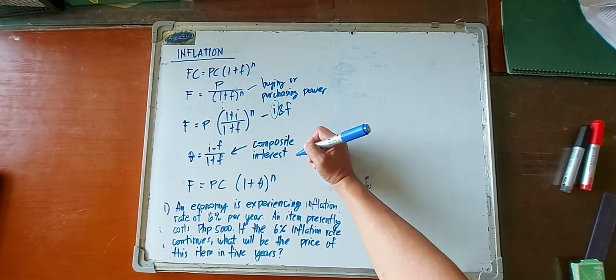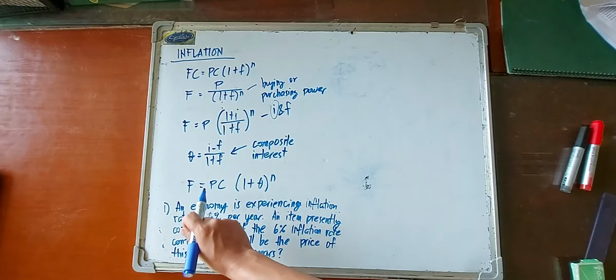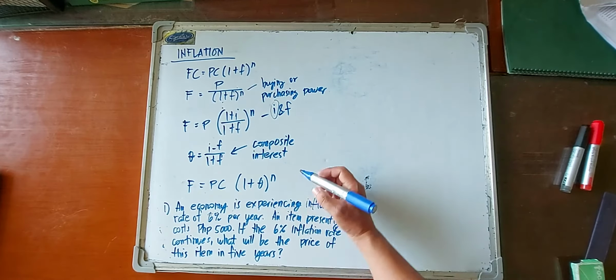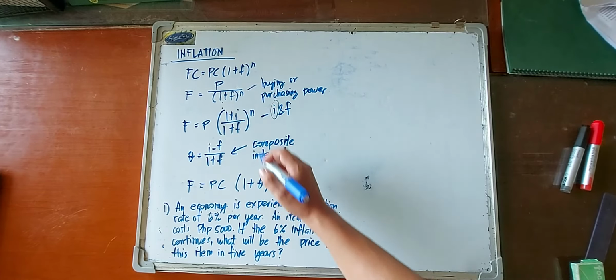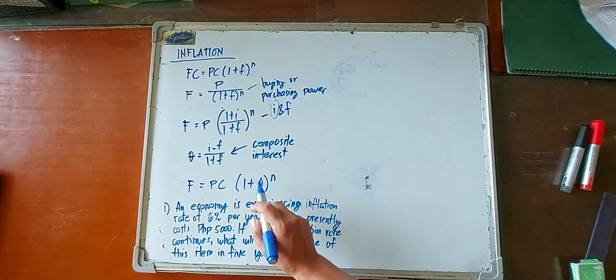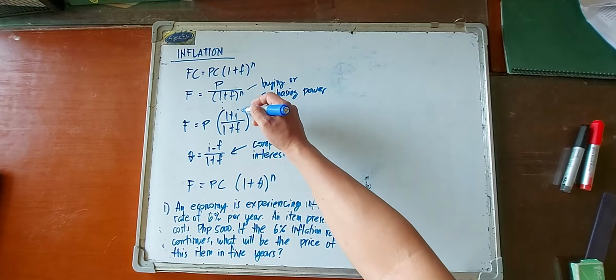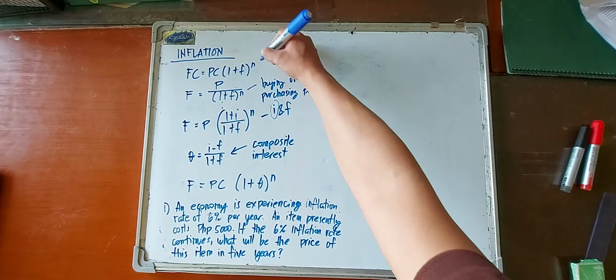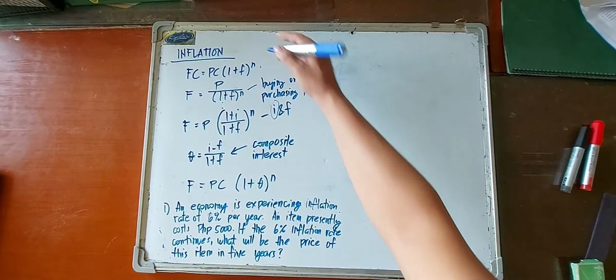So that would be equal to the composite interest, so that when we compute for the future value or the purchasing power of money with respect to a certain period of time, this term would be reduced to a single term na lang. Ito. So, ayan. Galing siya dito na formula.